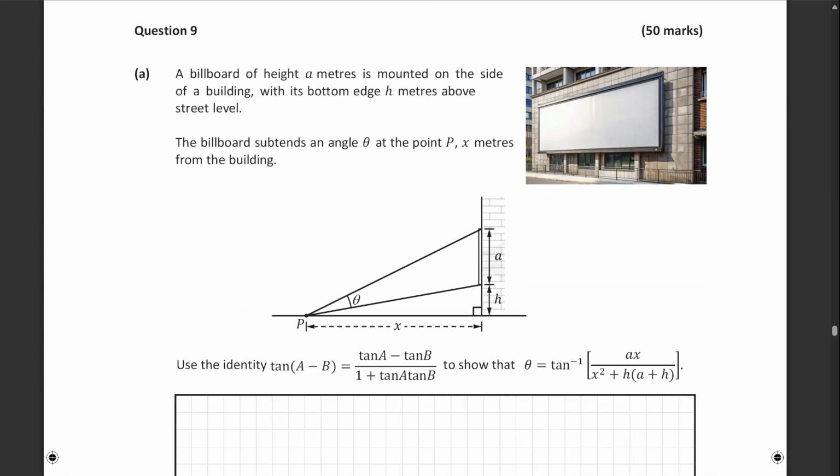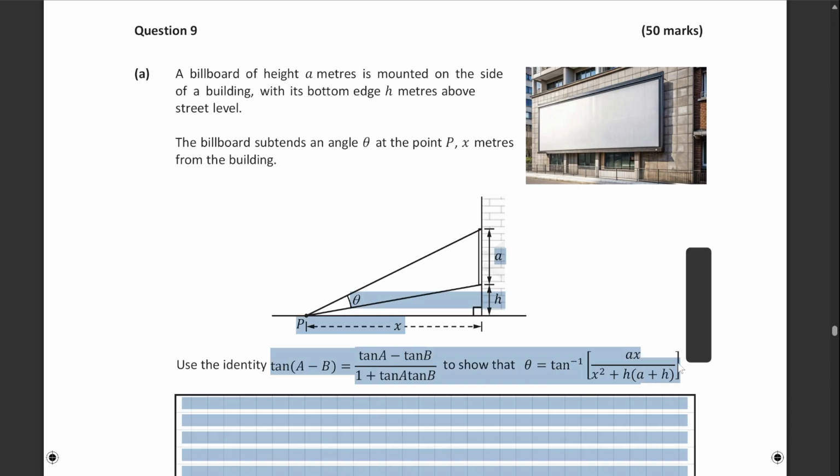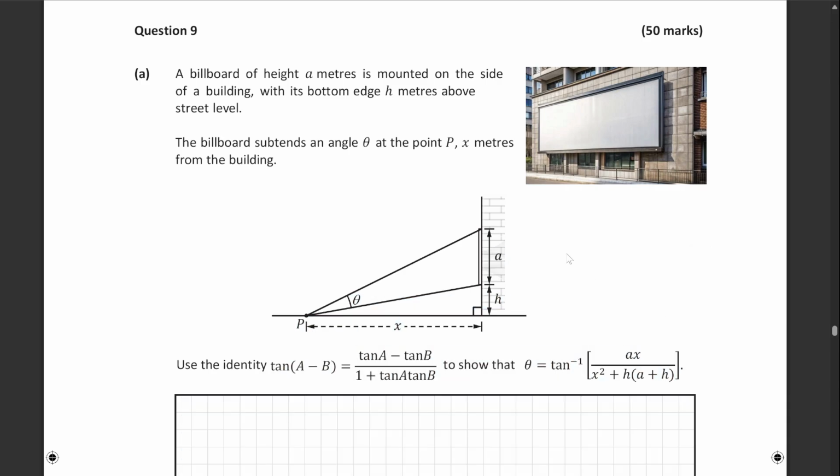Oh, Jesus Christ. Okay, this kind of scared me. That's a fraction and a half. Especially with questions that look like this, that are really complicated, they usually give you a hint as to how to get started. Okay, sure. Use the identity tan of A minus B to show that that is true.